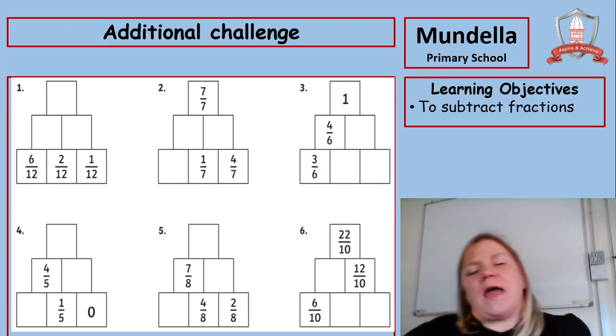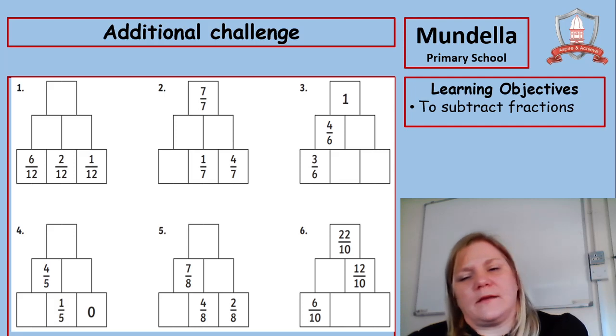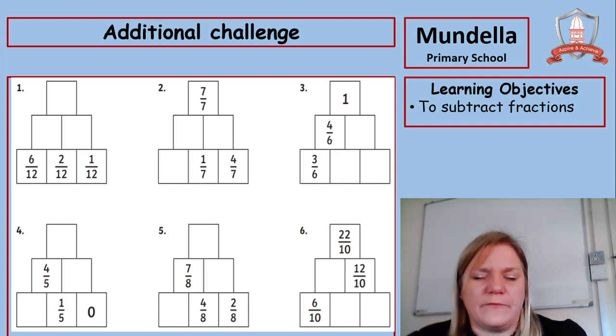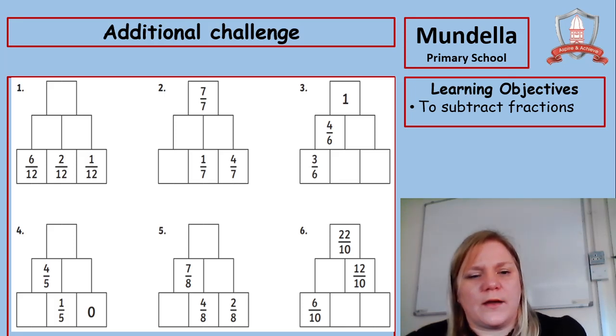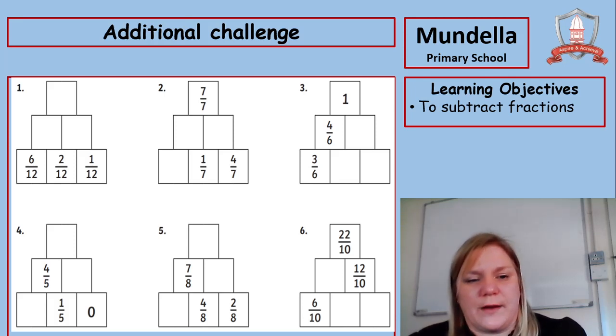So I've got an extra challenge for you today. Now, we know that subtracting and adding are the inverse, the opposite of each other. So what I'd like you to do is work out what the missing fractions are on each of these diagrams. So 2 blocks added together makes the block above. So if we look at number 1, we've got 6/12 and 2/12 and 1/12.